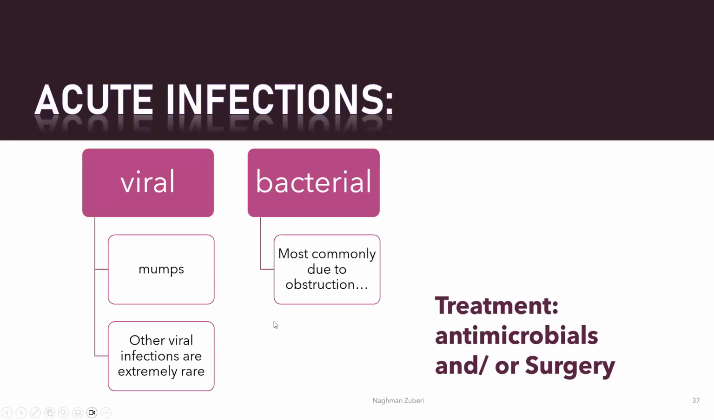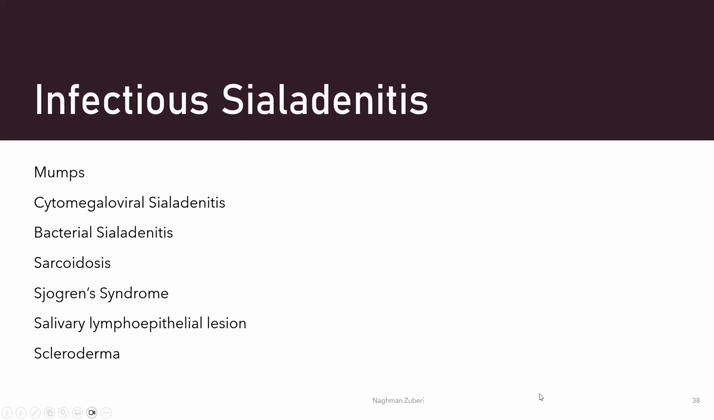Acute infections, viral and bacterial. Viral, most common is mumps. Other viral infections are extremely rare. Bacterial, most commonly due to obstruction. Treatment will be antimicrobials and/or surgery. Infectious sialadenitis: mumps, cytomegaloviral sialadenitis, bacterial sialadenitis, sarcoidosis, Sjogren's syndrome, salivary lymphoepithelial lesion, and scleroderma.